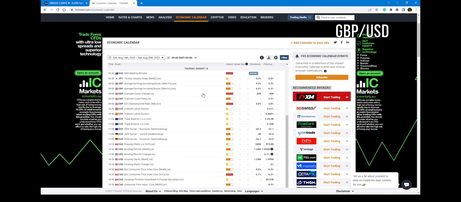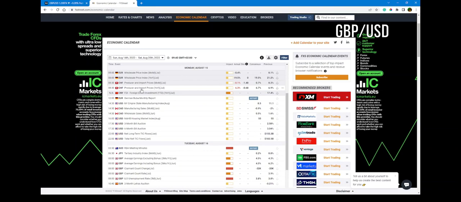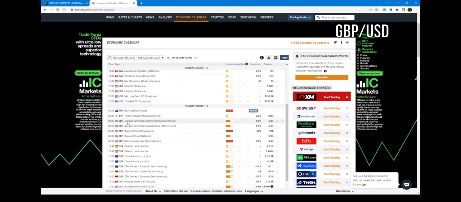Today we are going to look at GBPUSD, but to begin we are going to look at the economic calendar. What do we have for this week from both sides, the UK and the US? So let's look at what we have here.